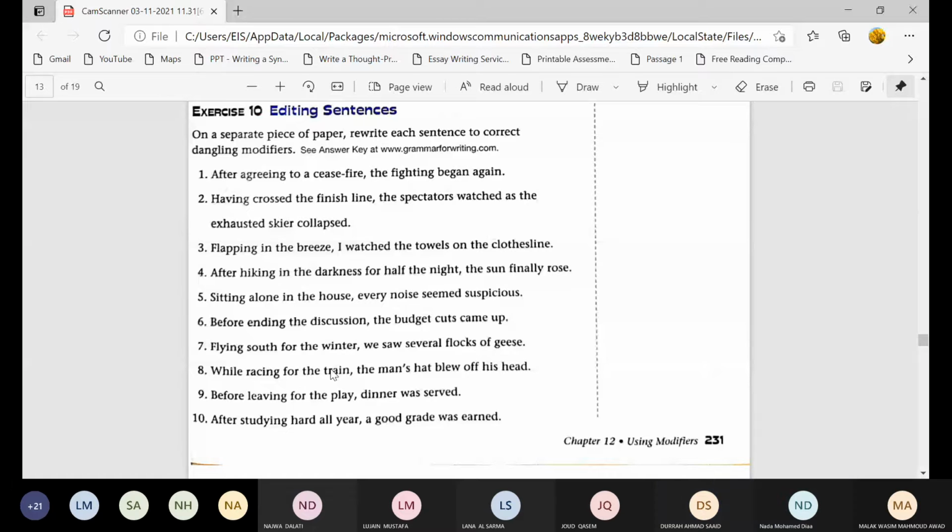While racing for the train, the man's hat blew off his head. While we were racing for the train, the man's hat blew off his head. While what? While we were racing. Okay, you add we were racing for the train, the man's hat blew off his head. You changed it? Okay. Thank you, dear.